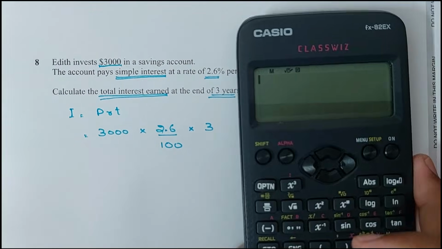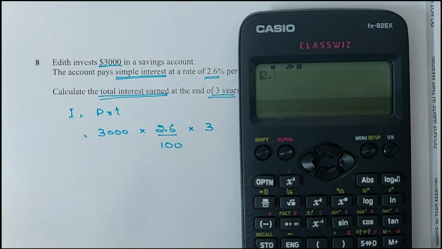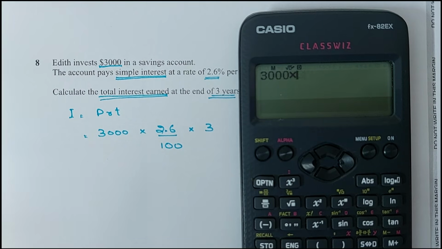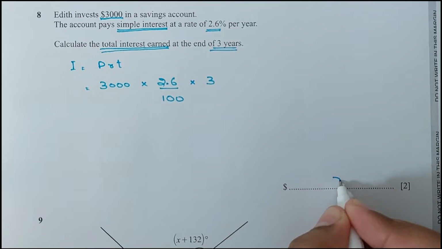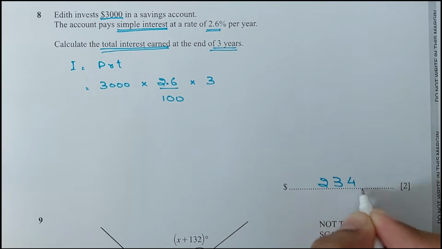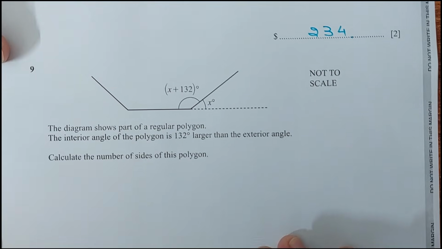Just simplify. You will get 3,000 times 2.6 times 3 divided by 100. This is $234. This is the interest earned at the end of 3 years.